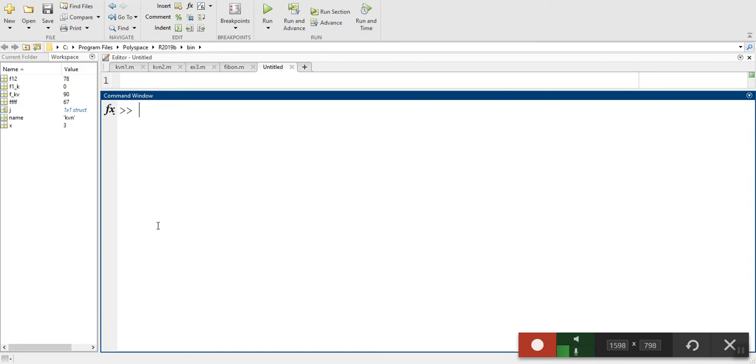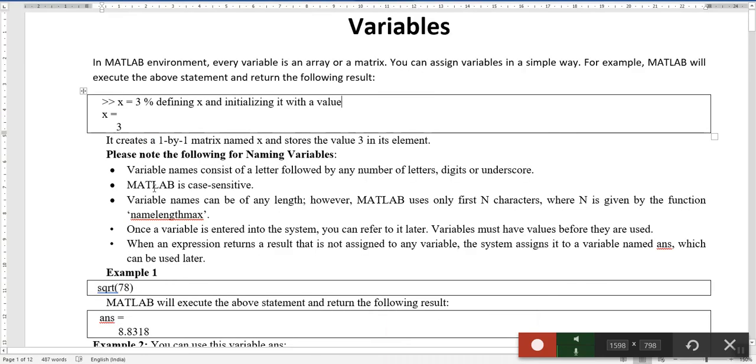Now, coming to case sensitivity. Suppose I give a equals 1, and capital A equals the string 'kvn'. Then no problem. So, what is small a? a is 1. Then what is capital A? Capital A is kvn. So, the small a variable is different from capital A. So, it is case sensitive. Observe, Matlab is case sensitive, so uppercase letters are different from lowercase letters.